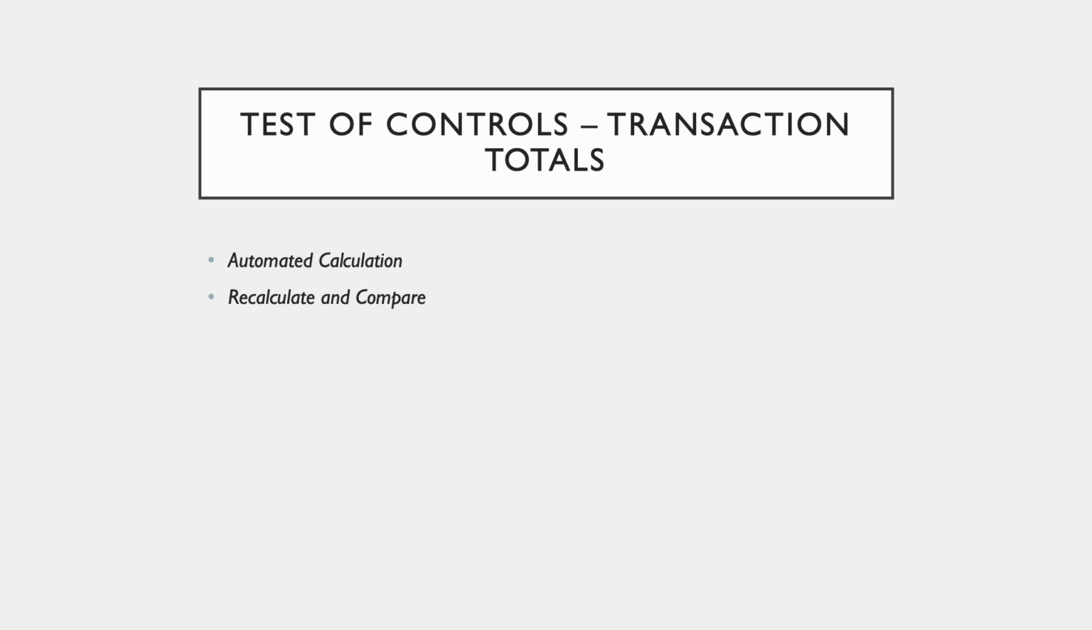So now we test the transaction totals. Most point-of-sale systems calculate the total for each transaction automatically, reducing the risk of manual errors. To test this, pick a random sample of receipts, recalculate the totals manually, and compare them to the system-generated amounts. This is an efficient dual-purpose test, as it provides evidence of both the control's effectiveness and the accuracy of the recorded transaction. So this is a dual test where you're testing the control and doing a substantive test.